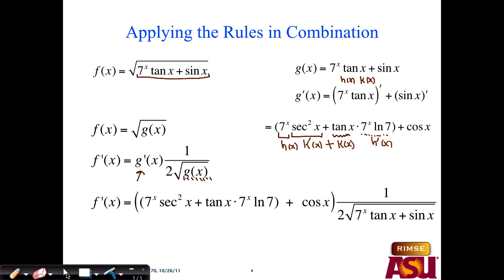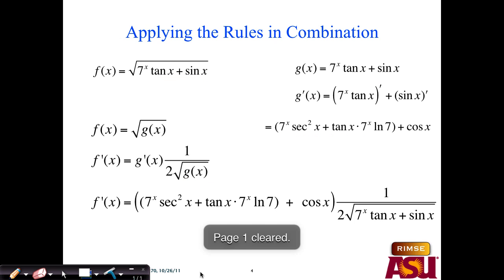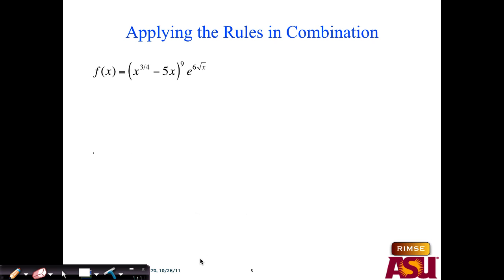Alright, so there's our lovely expression for our derivative here. Here's another one, a different longish function to find a derivative for.